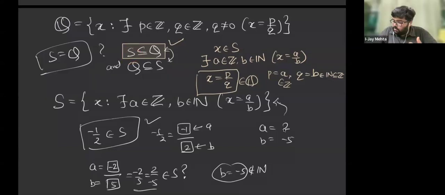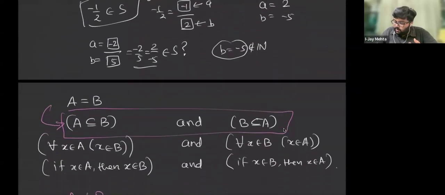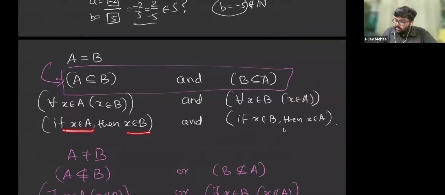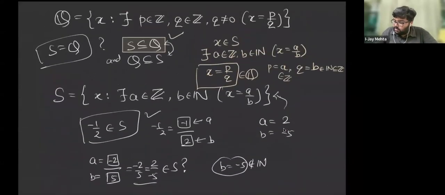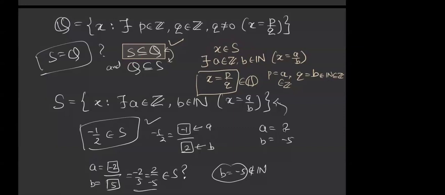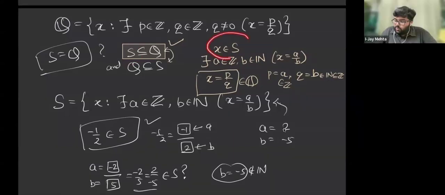So we start with S is a subset of Q. So I'm taking an X belonging to S. How do we show subset? A is a subset of B if X is in A, then X is in B. So I'm taking X in S, and I want to show that X is in Q. X belongs to S, then what can I say? What is S? X satisfies this property. That means X equals A upon B for some integer A and some natural number B.